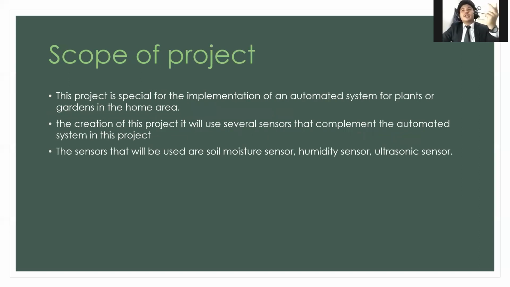Scope of the project. This project is specially for the implementation of an automated system for plants and gardens in the home area. It uses an 8 mega Arduino microcontroller to run this automatic system. In the creation of this project, it will use several sensors that complement the automated system. The sensors that will be used are soil moisture sensor, humidity sensor, and ultrasonic sensor.